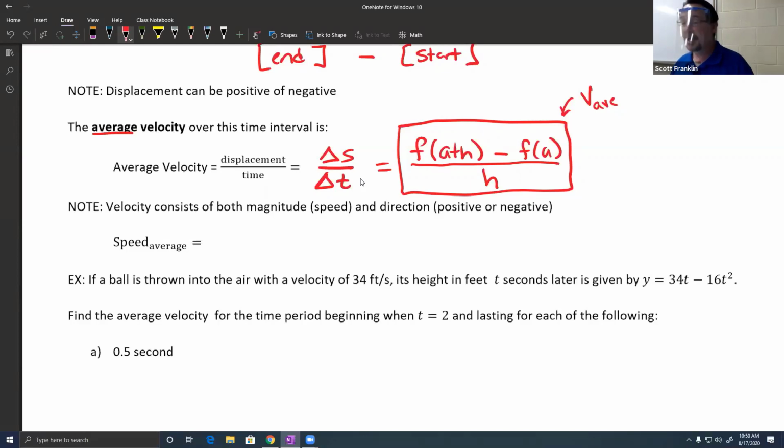Generally, that's the concept. But speed is just the absolute value of the average velocity. It's the same formula. Just put it in absolute value. That's the speed. You can write it out if you want to: F of A plus H minus F of A over H.